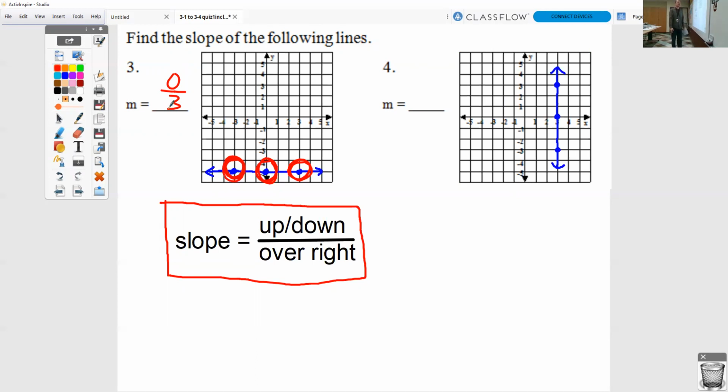Now, in question number 4, this is sort of a unique, special case. This one you can't figure out just by doing how many up or down and how many over to the right, because we don't go over to the right at all. It is a vertical line. Remember, in class, I had you draw a little person falling off the edge of the cliff. They are yelling, no, because they can't stand on the edge of the cliff. They got blown off. This is no slope. You actually write the words for this one as no slope. When it is a vertical line, it is no slope.